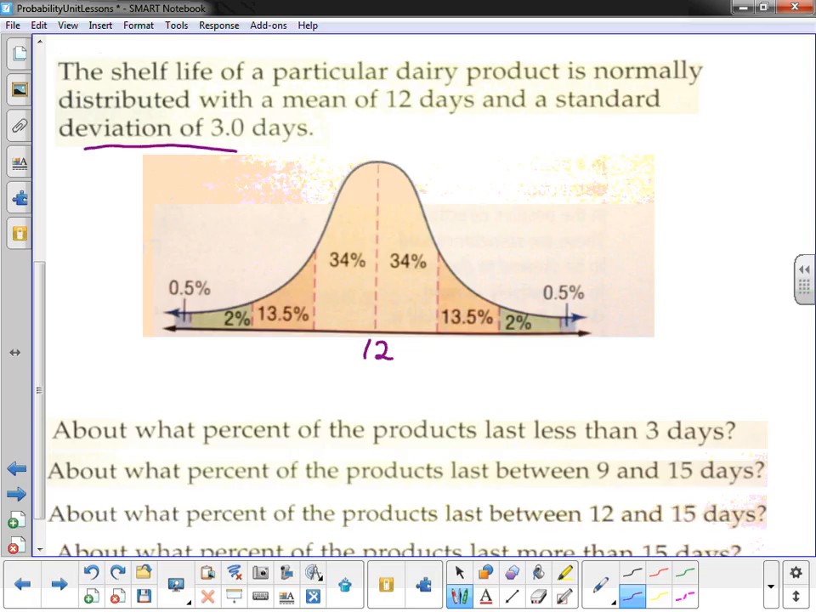That means the distance between each one of these dotted lines is 3 days. So add 1, I get up to 15 days. Add 1, I get up to 18 days. Add 1, I get up to 21 days. Okay. Now, if I go the other way, I got to subtract. 12 minus 3 is 9. That's 1 standard deviation down. 6 and 3. Okay, so that accounts for all these values. Now, below 3, there's 0.5%. Above 21, there's 0.5%.